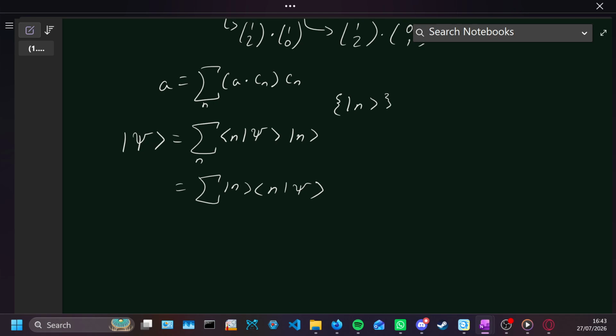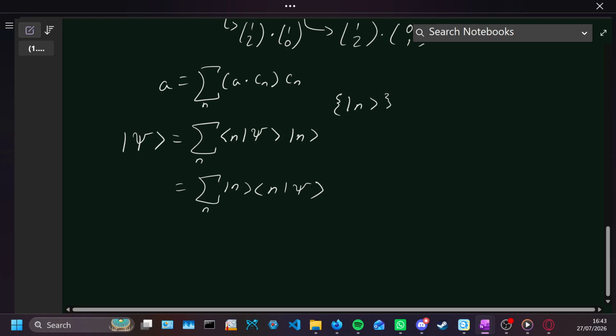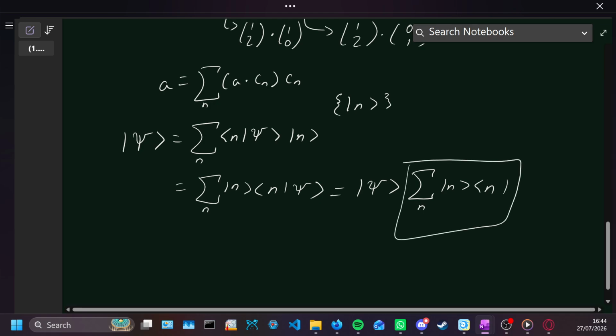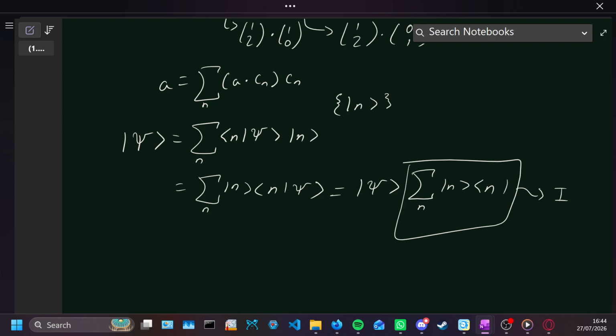And then as psi doesn't actually depend on n, I can take it outside of my sum, right? So it's equal to the sum multiplied by psi. And if this is equal to psi, therefore this, speaking in the language of vectors, is the identity matrix, but I'm just going to say it as an identity operation.